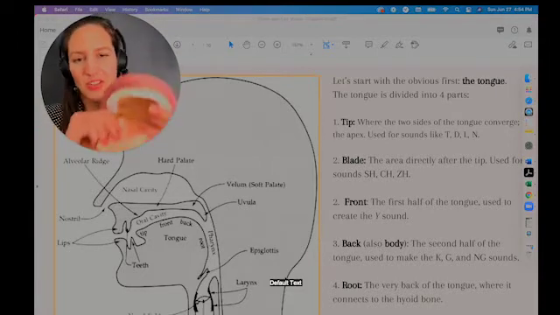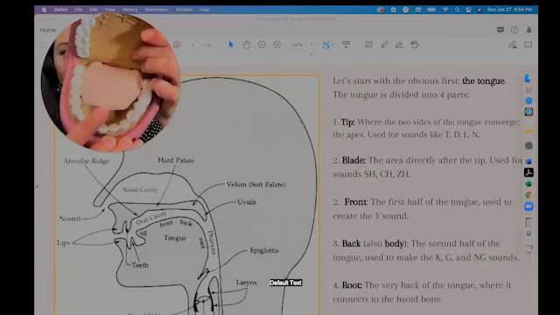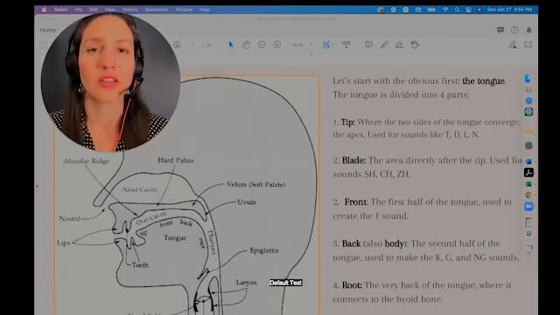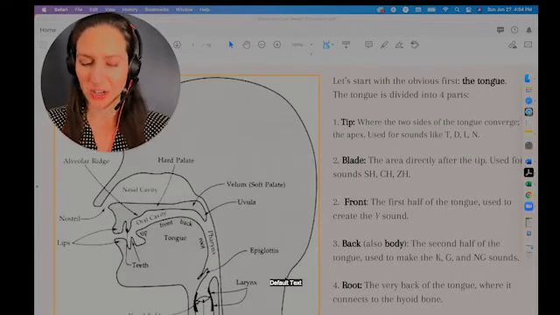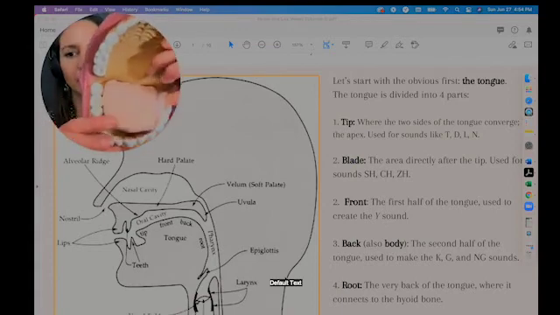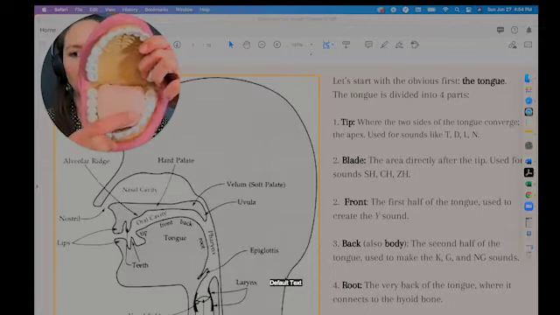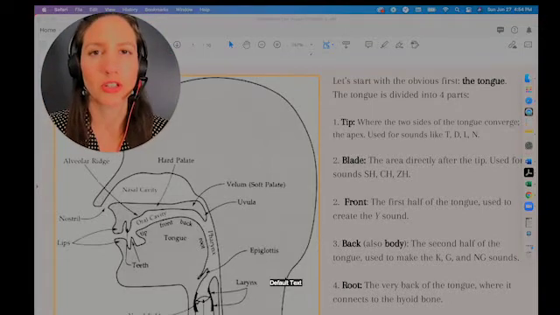Okay, so the tongue starts with the tongue tip, which is located right here. The tongue tip is used to produce the sounds t, d, l, and n. Just past the tongue tip is the tongue blade, right here. And the tongue blade is used to produce the sounds sh, ch, and z.